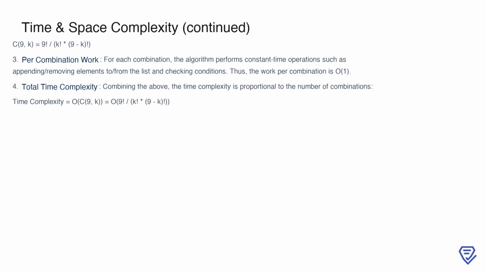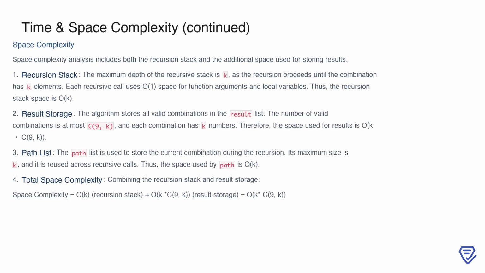Now, for each combination, the algorithm performs constant time operations such as adding or removing elements from the current list and checking conditions. These operations do not depend on the size of the combination or the input, which means the work per combination is O(1). When we combine the total number of combinations, C(9, k), with the constant time operations performed for each, the overall time complexity of the algorithm becomes proportional to the number of combinations. Thus, the time complexity is O(C(9, k)), or equivalently, O(9! / (k! * (9-k)!)).